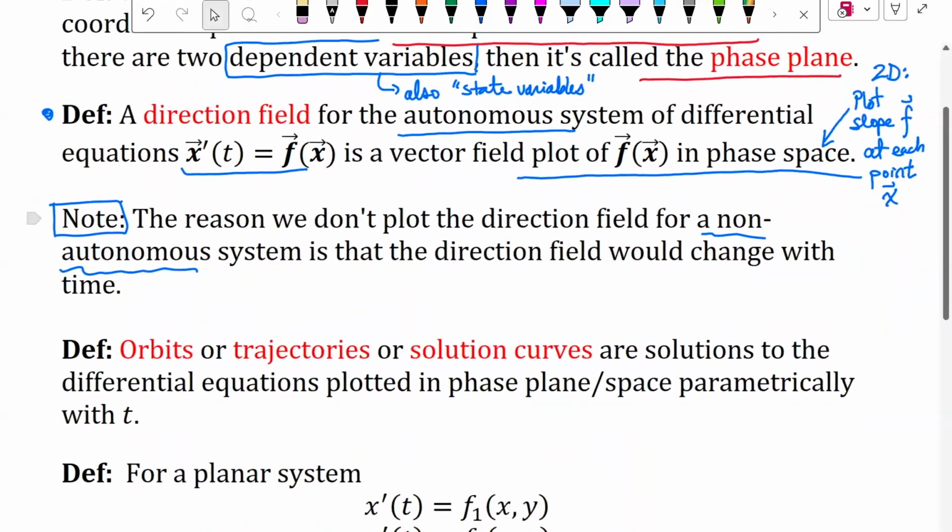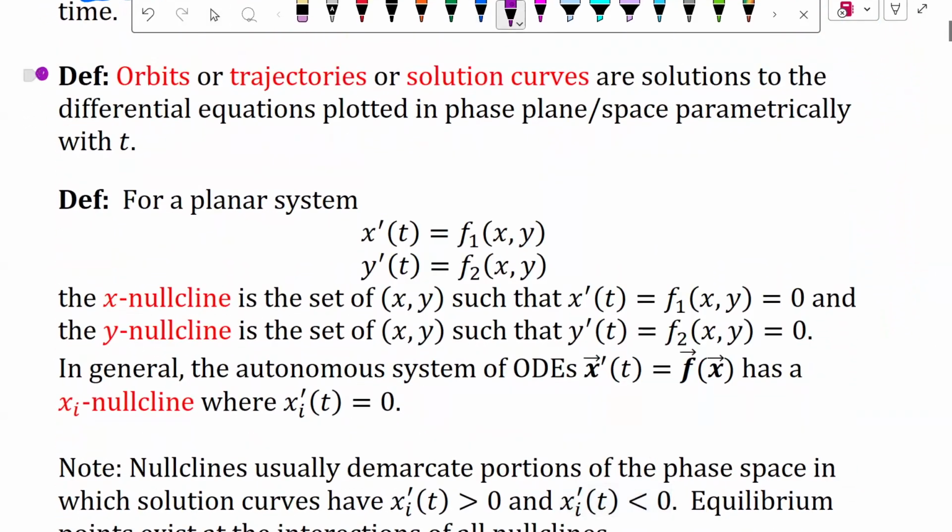Another term that's important to get familiar with is that of orbits, or trajectories, or solution curves. These are actually three names for the same thing. These are the solutions to the differential equations plotted in phase space parametrically with time t.